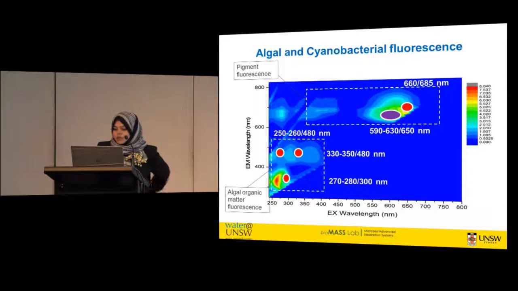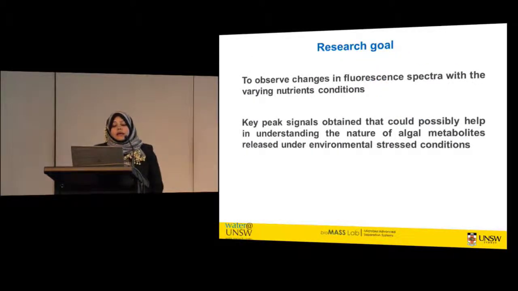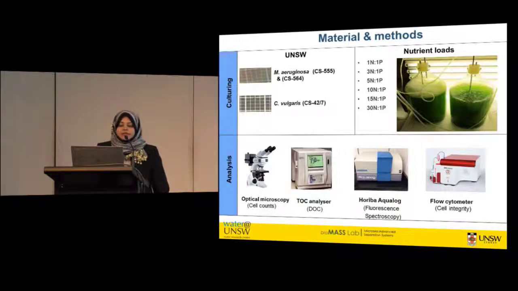Our research goal was to see how these fluorescence spectra vary with nutrient concentrations, and whether we can find key peak signals that could help in understanding the nature of the algal metabolites released under nutrient stress conditions. So we selected 2 species. There were 2 strains of Microcystis aeruginosa, CSS 555 and 564, and we selected 1 algal species. We grew these species in large 5-liter glass bottles, aerated for uniform mixing, and we used different nutrient loads.